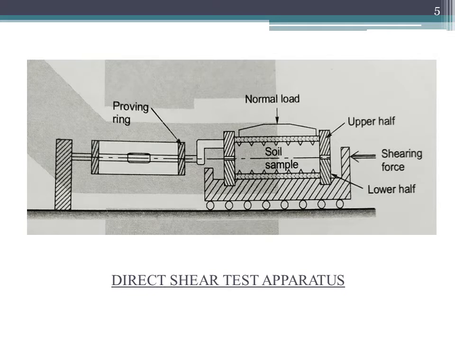This is the arrangement for direct shear test, and in this figure we can see the proving ring and the square box, that is called a shear box. In the longitudinal direction we apply the shear force and the soil sample will get sheared, and the value can be read from the proving ring reading.